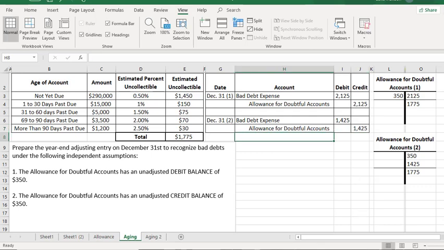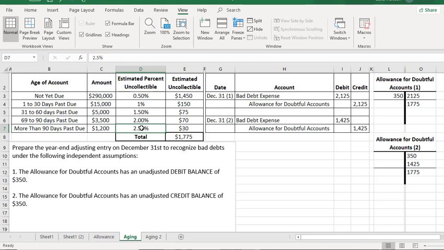And the last thing I want to say is that the aging method for estimating bad debts is typically going to be the most reliable method. And the reason for that is because it takes into consideration a lot more information. We have all these different categories and all these different percents that relate to the accounts receivable in each of the categories, which is usually going to be better than just simply taking a percentage of your entire accounts receivable or a percentage of your credit sales.